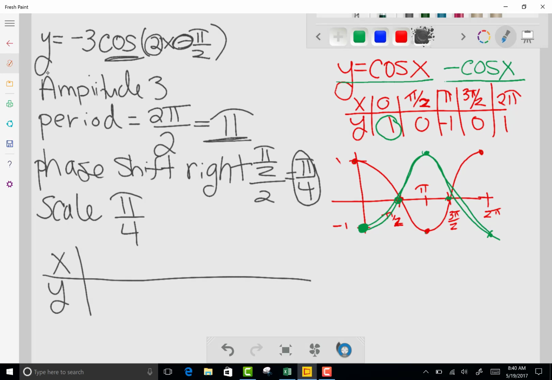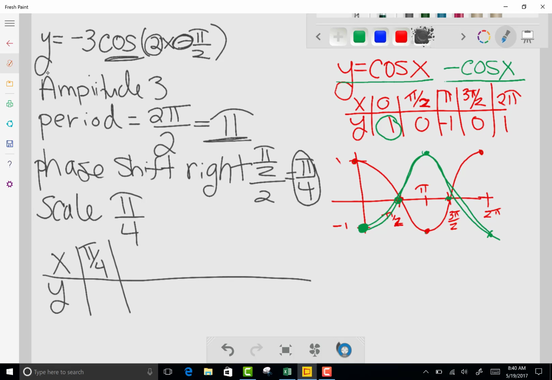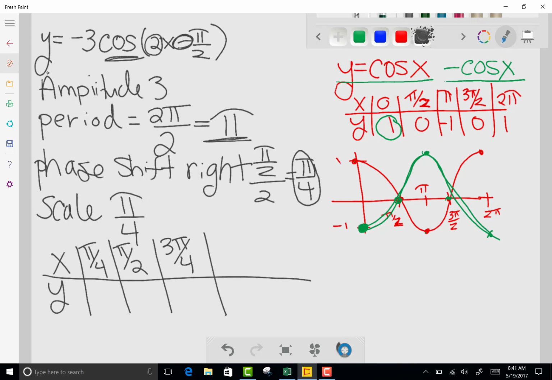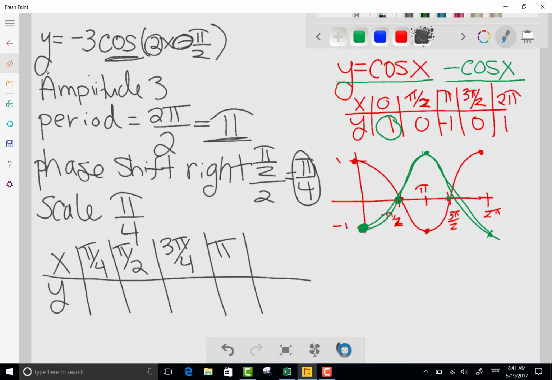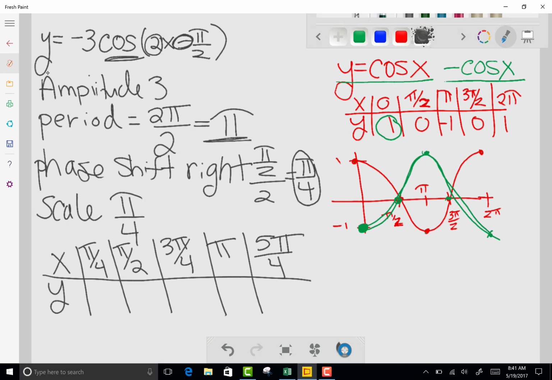Okay, so we have a phase shift to the right, pi over 4. So instead of starting at 0, we're going to start at pi over 4. Then, since my scale is pi over 4, I add pi over 4 to pi over 4, and I get pi over 2. When I add pi over 4 again, I get 3 pi over 4. When I add pi over 4 again, I get pi. And when I add pi over 4 one more time to get my 5th point, that's going to give me 5 pi over 4.